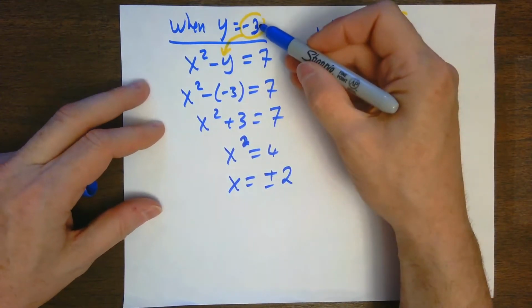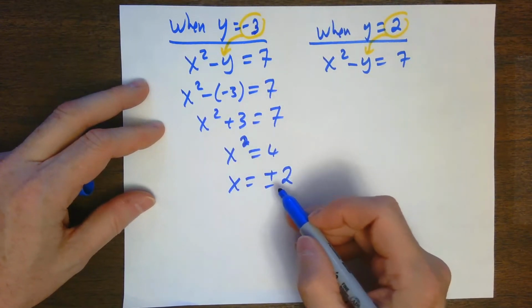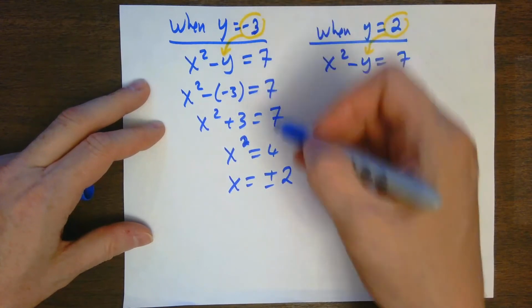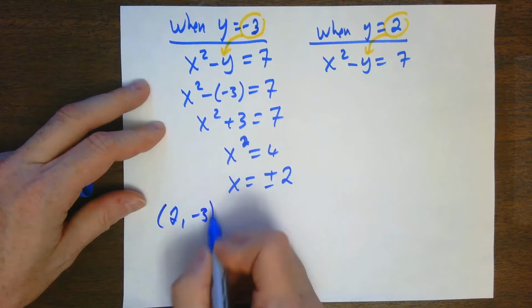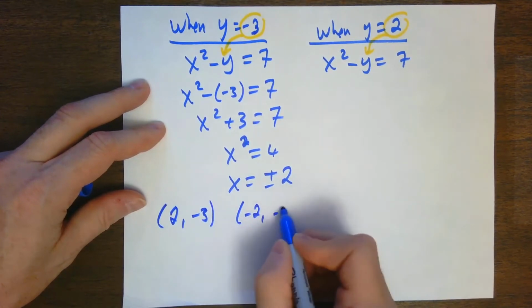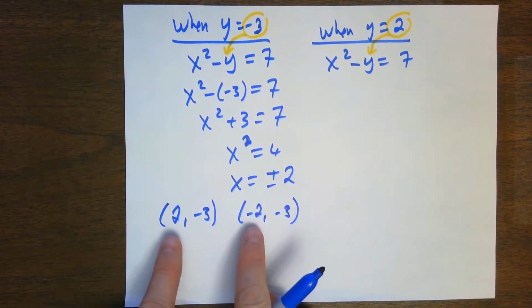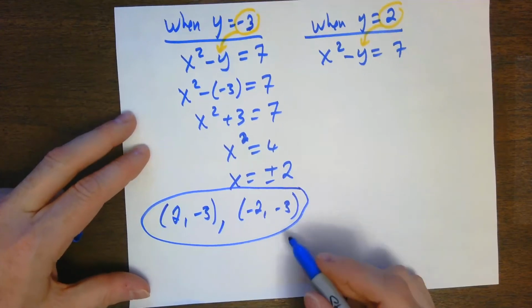When y is negative 3, x could be 2 or negative 2. What does that mean? There's actually two solutions here. I've got 2 comma negative 3 and negative 2 comma negative 3. When y is negative 3, x's could be 2 or negative 2. I'm getting two solutions over here, just in this one side by itself.